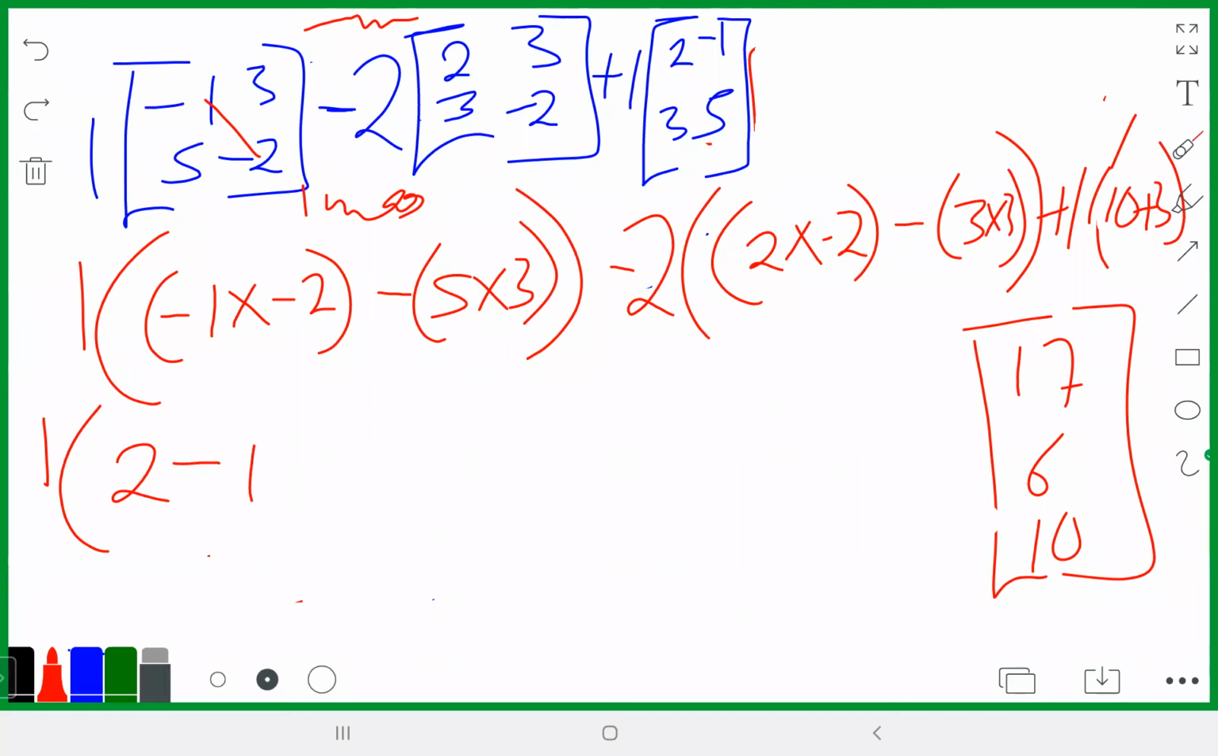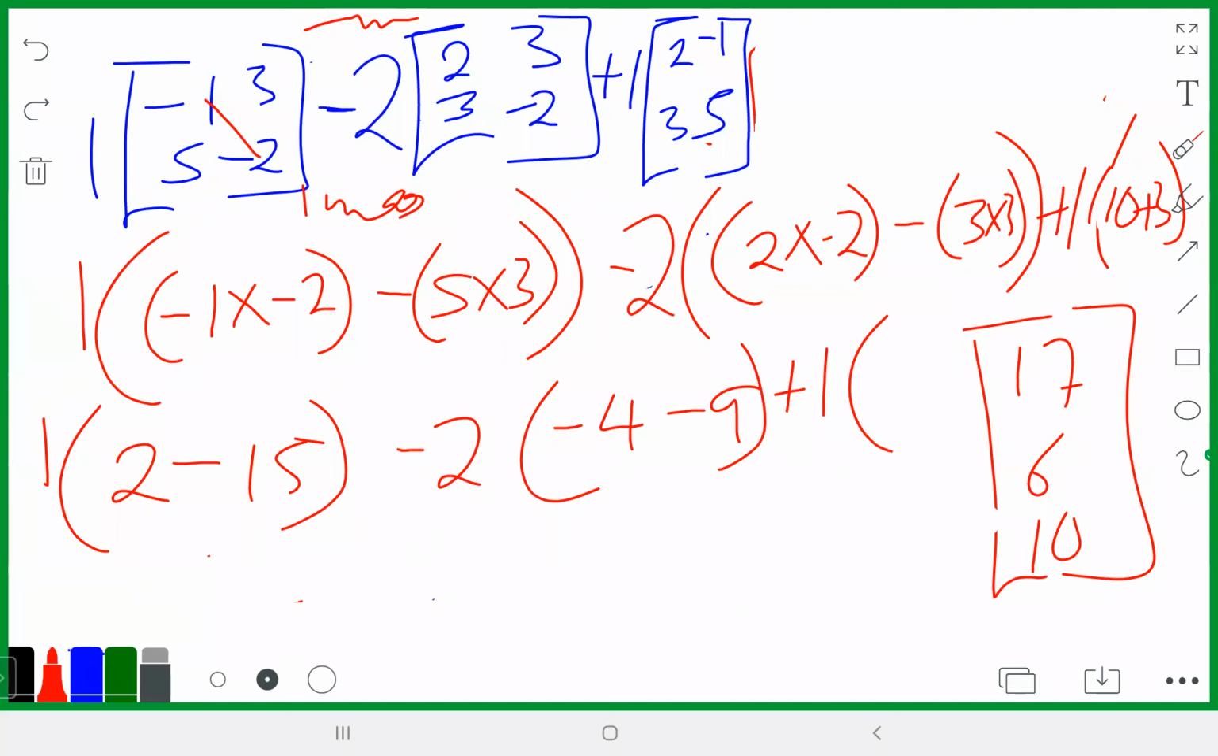And minus 15. Is it? 5 times 3 is 15. Then minus 2. 2 times negative 2 is negative 4. Minus 3 times 3 is 9, right? Plus 1 times 10 plus 3. 10 plus 3, like that. What is 2 minus 15 is what? Negative 13. Negative 13 times 1, we have negative 13.